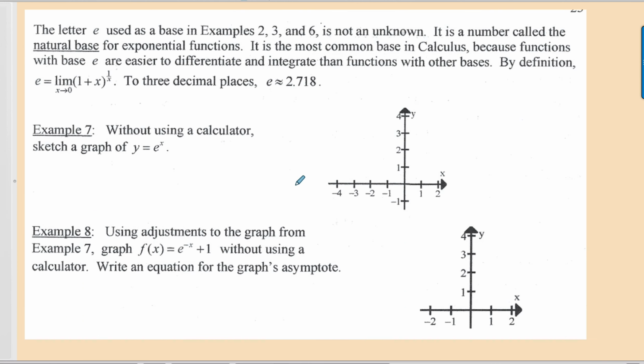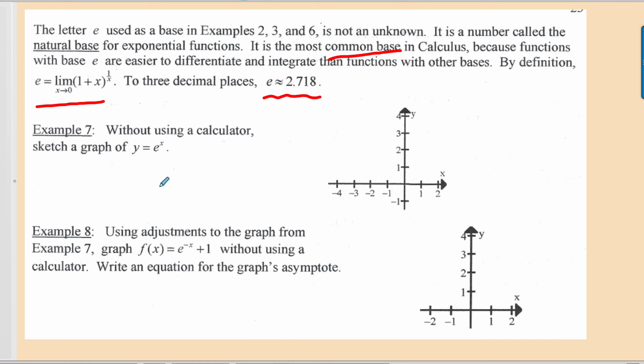Let's take a look at base e. Base e is called the natural base, and it's the most common base in calculus. We use it a lot. Base e makes a lot of our calculus easier. And so by definition, this is the definition of e. And here it is to 3 decimal places. So remember, this is bigger than 1.